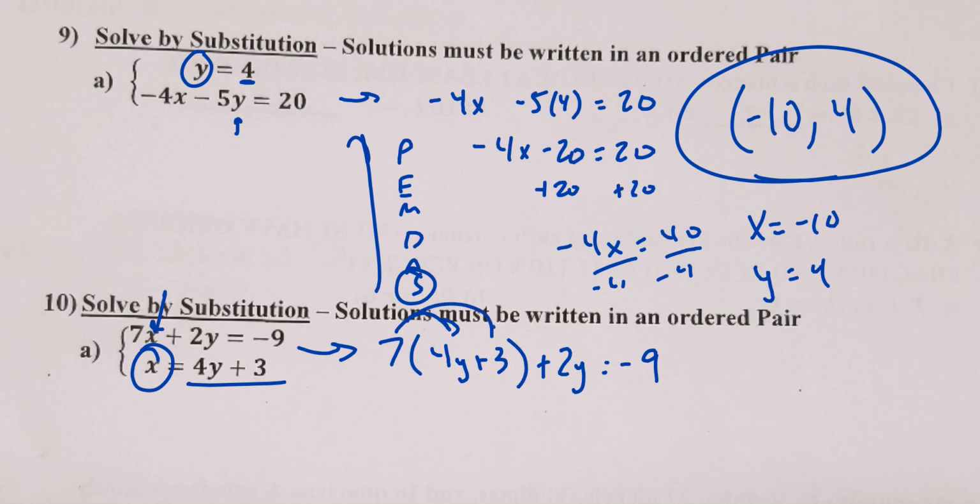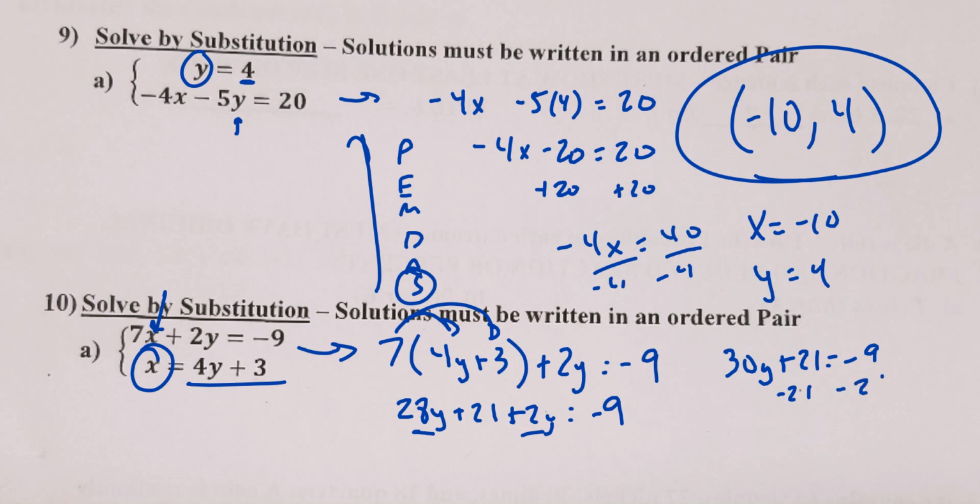I distribute the 7 to both sides. I get 28y plus 21 plus 2y equals negative 9. I combine my like terms, and I end up with 30y plus 21 equals negative 9. I subtract 21 from both sides. I get 30y equals negative 30, so y equals negative 1.